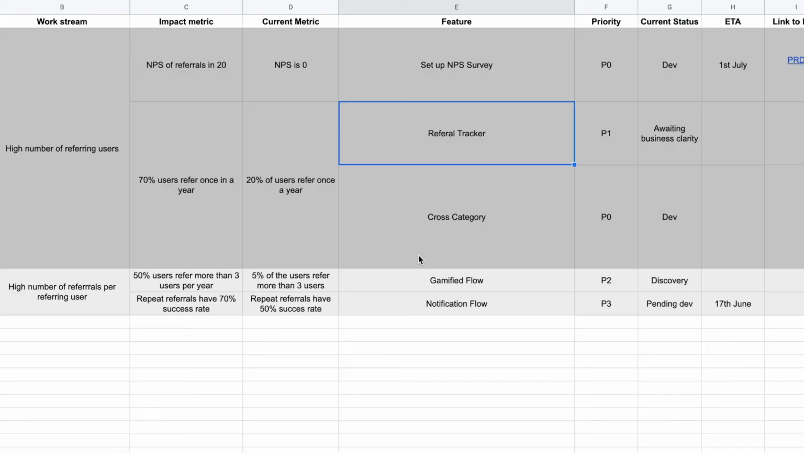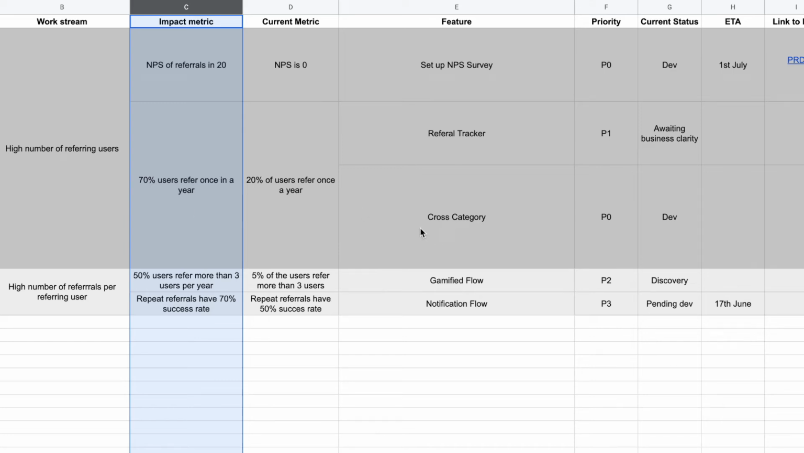Now that you have understood the impact of your features, it is important that you write down what you expect the impact from that to be on your roadmap. It is also important that you mention the current value of those metrics if possible. The roadmap will also have a few other things like link to PRDs, timelines, release dates, etc.